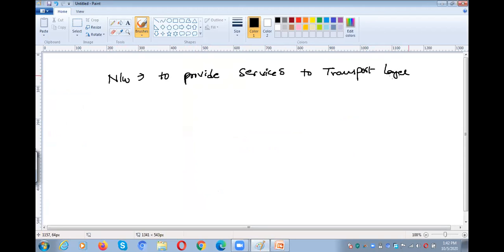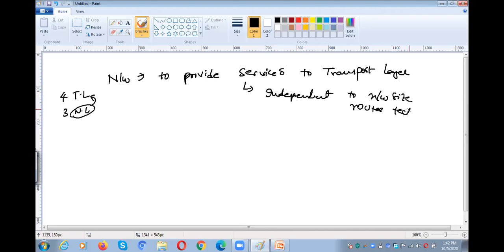Why? Because every lower layer has to provide services to the layer above. The network layer is the third layer and the transport layer is the fourth layer, so it is the responsibility of the network layer to provide services to the transport layer. And these services need to be independent of the network size and the router technology used in the network, right?